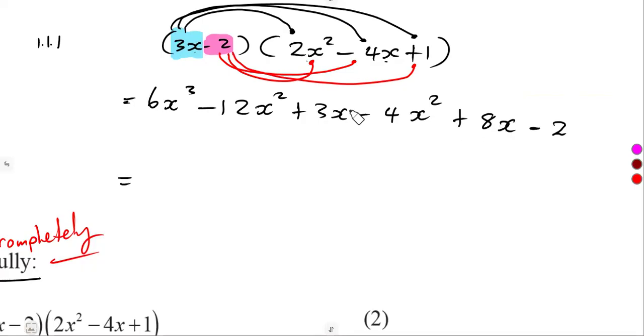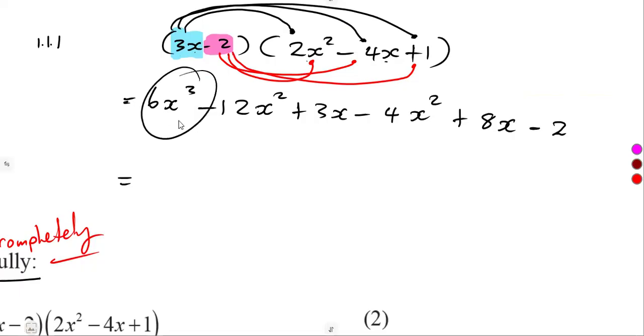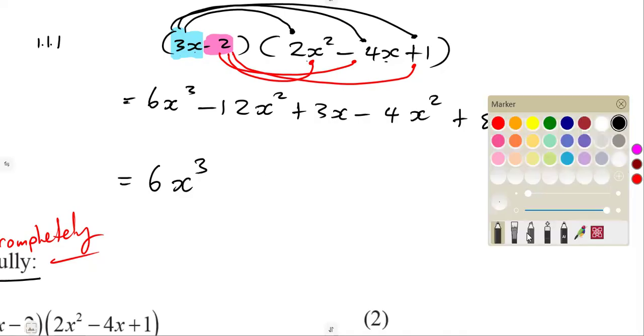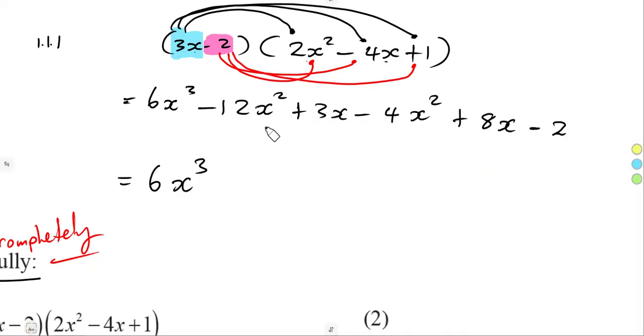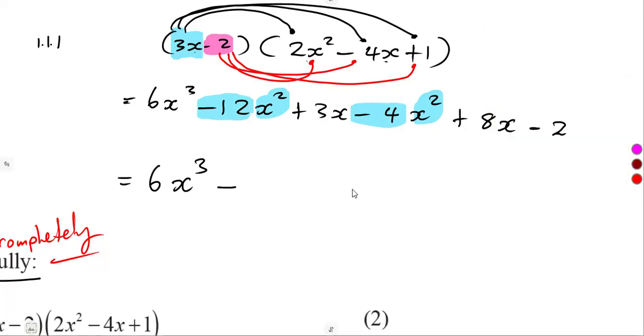So in this case, we are going to consider the like terms. So that is to the exponent of 3. We do not have any like term for that one. It's just going to remain as it is. Then the x squared here. So this is negative 12 and this is negative 4. So negative 12, negative 4 is going to give us negative 16. So we've got negative 16x squared.